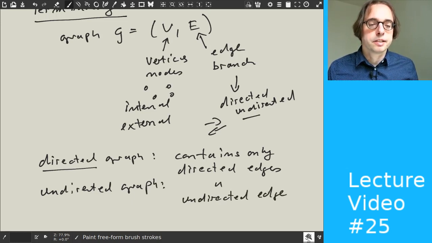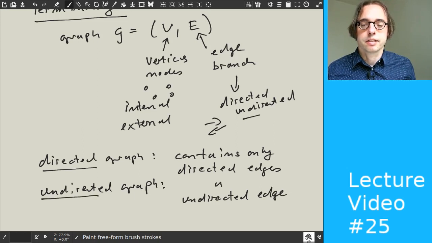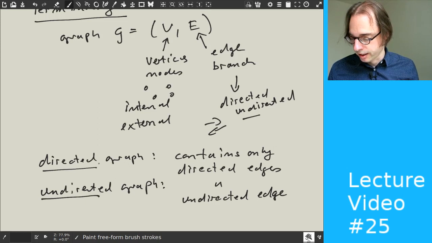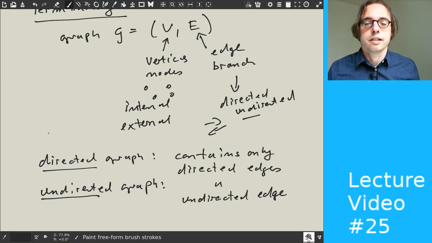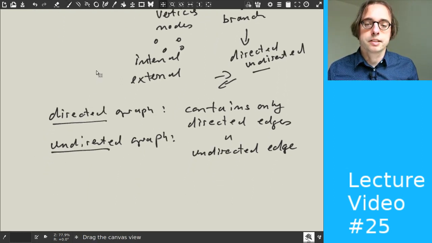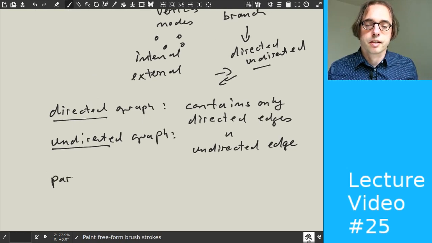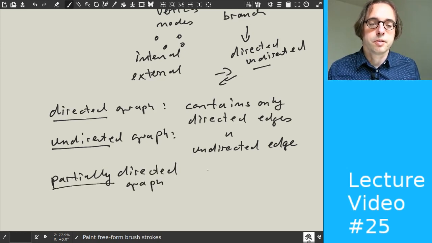Later we'll see how we use this kind of language to turn this into a probabilistic model. But we have directed and undirected graphs, and then of course we can also have mixed versions. So there are graphs that are partially directed, for instance, partially directed graphs, with both directed and undirected edges.